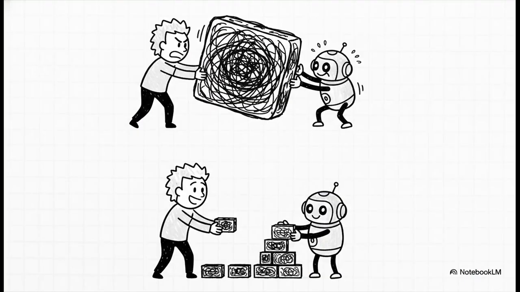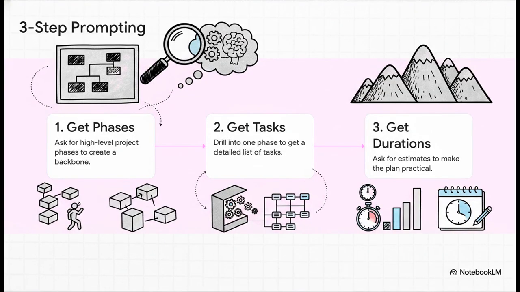The main idea here is actually brilliantly simple. Instead of asking for the whole 6-week plan in one shot, which, let's be honest, usually gives you something rushed and vague, you guide the AI. You build the plan piece by piece, layer by layer. That way, you ensure the quality is there at every single step. And this whole technique breaks down into a really simple, repeatable 3-step process.